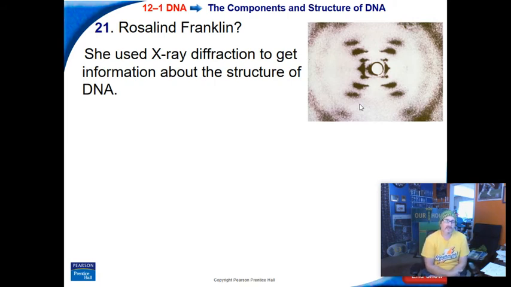She used a process called X-ray diffraction. That's the famous Photo 51 that you can see there. She figured out information about the structure of DNA. She did not get credit for the structure of DNA. Watson, Crick, and Wilkins did, but they used her image and they also used her data to come to those conclusions.